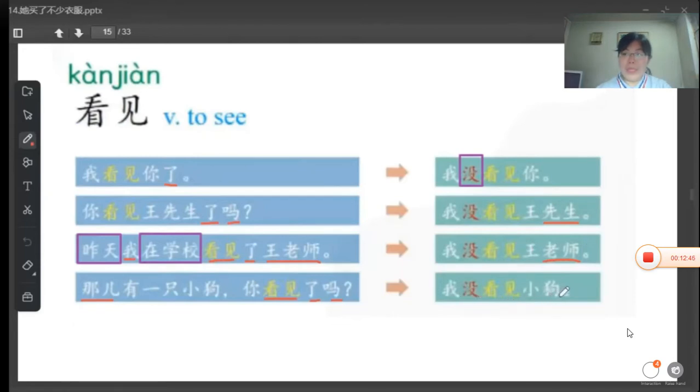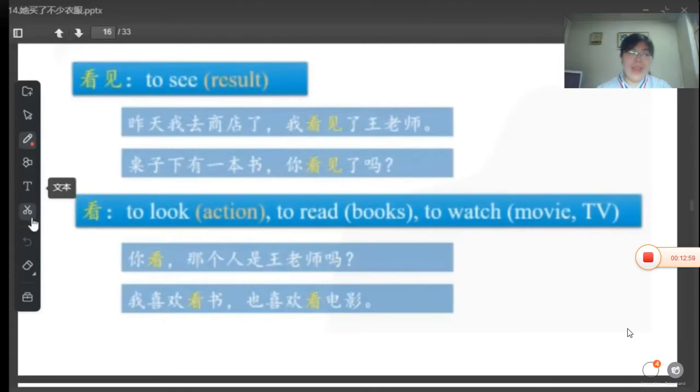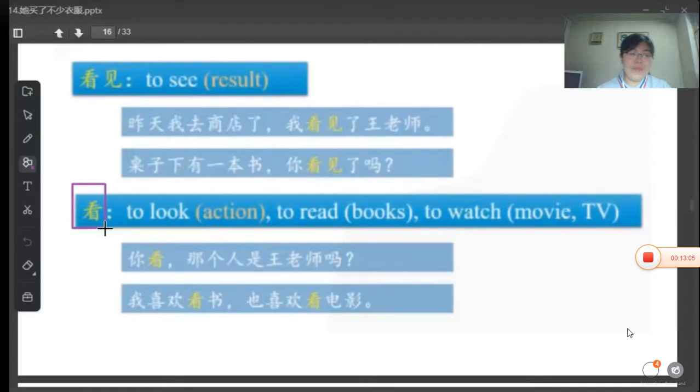Before, we also learned the word 看. Everybody, can you remember 看? And today we learn 看见. How do we distinguish them? Firstly, we should understand the meaning of these words. 看见 means to see, but 看 points to the action. 看见 points to the result, but 看 points to the action.